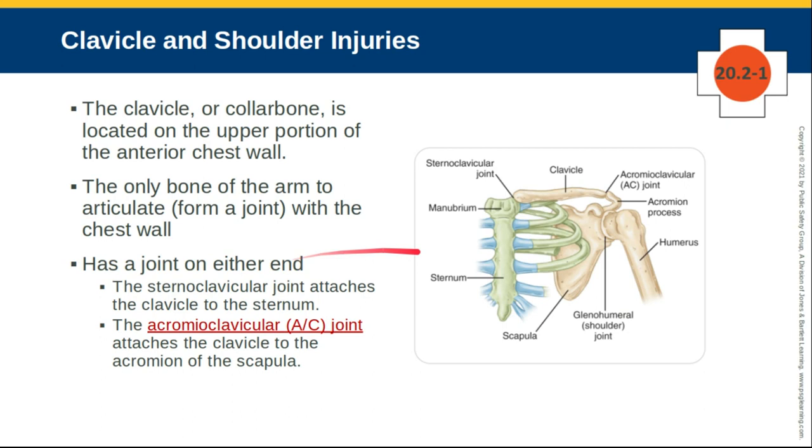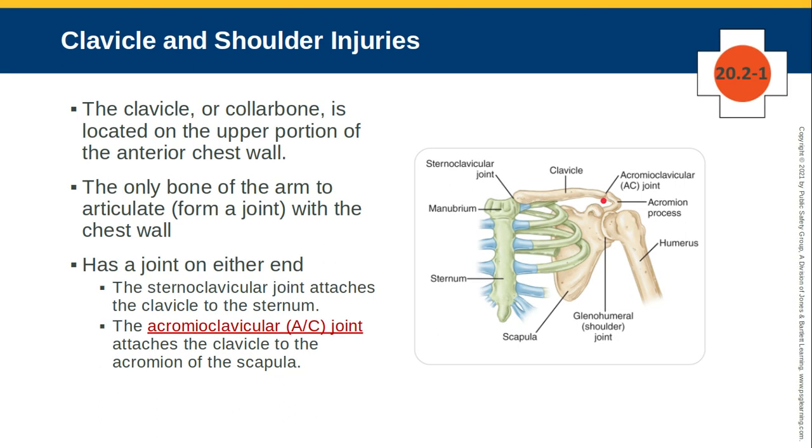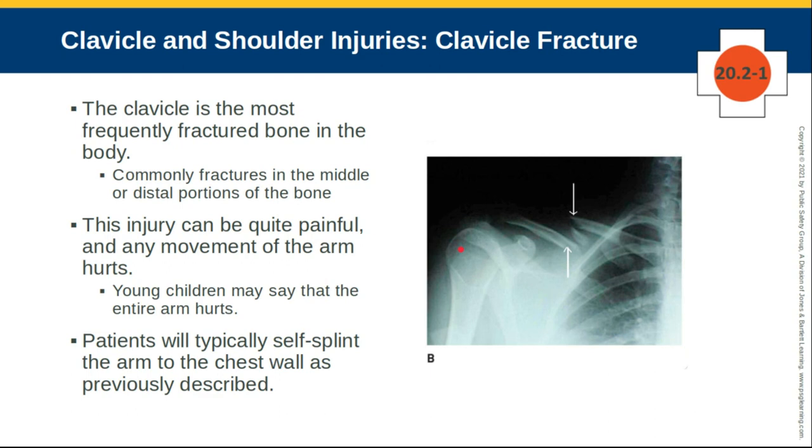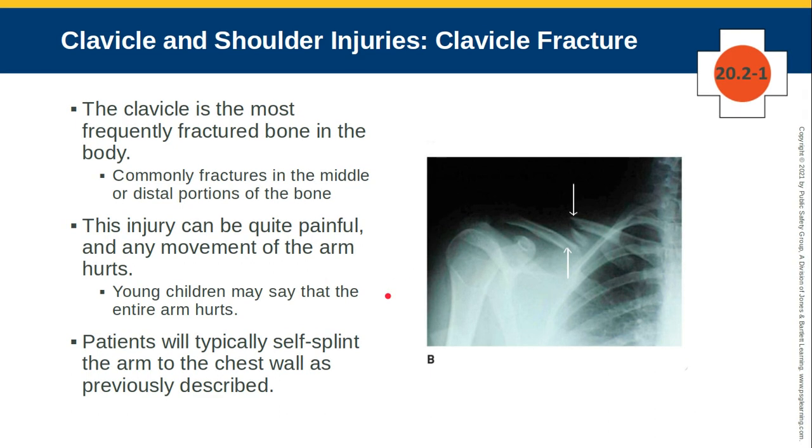The clavicle is what we commonly refer to as the collarbone. Now, at one end, the clavicle is joined to the sternum, the breastbone, and we have the sternoclavicular joint. At the other end, the clavicle is joined to the acromion process near the top of the shoulder, and we have the AC joint. The clavicle is the most frequently fractured bone in the body, most often right in the center or at the distal portion where it's narrow.